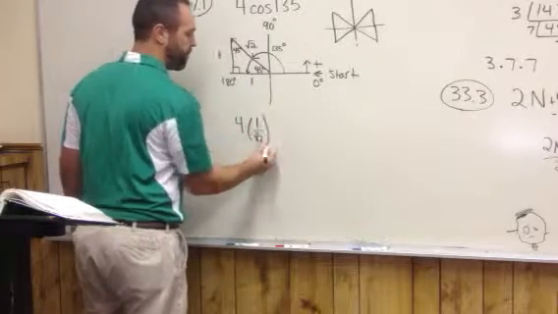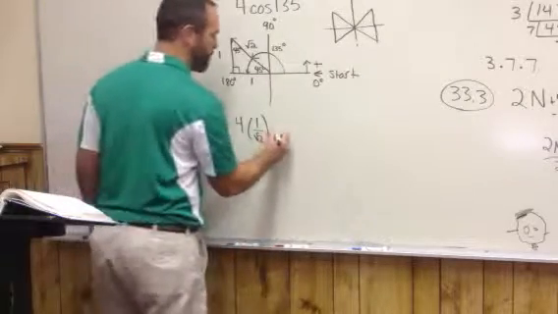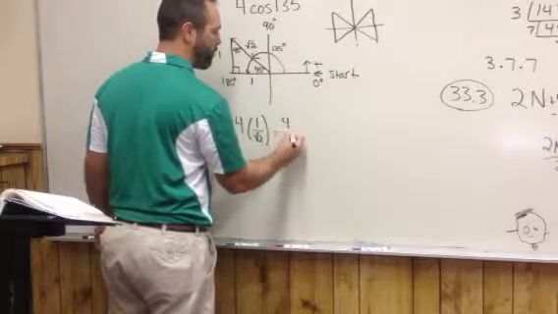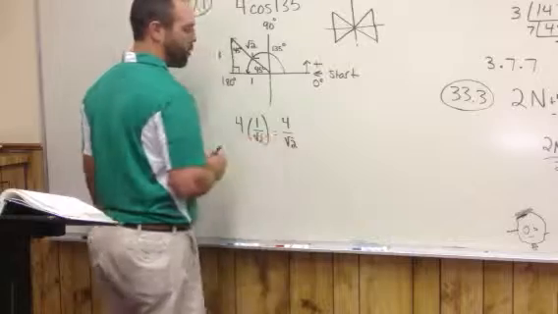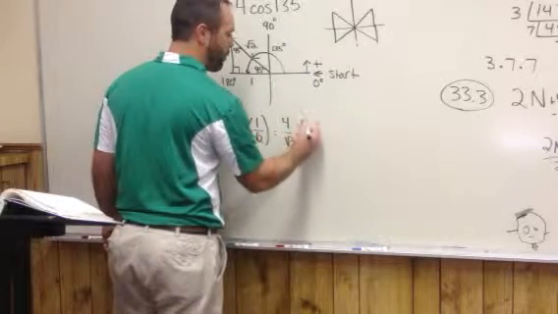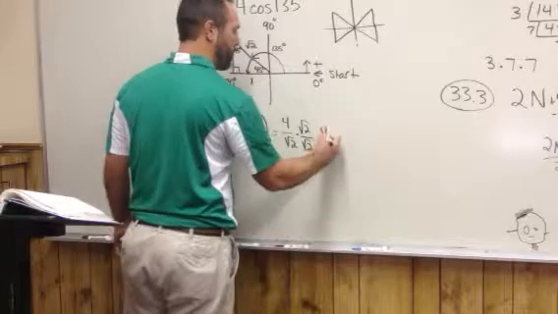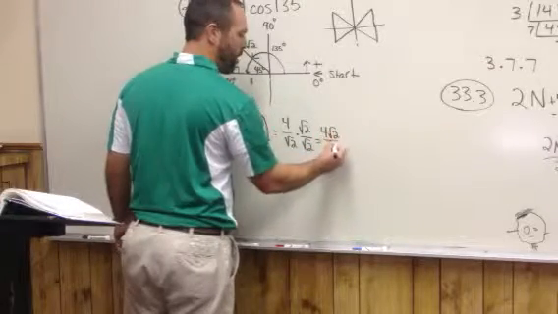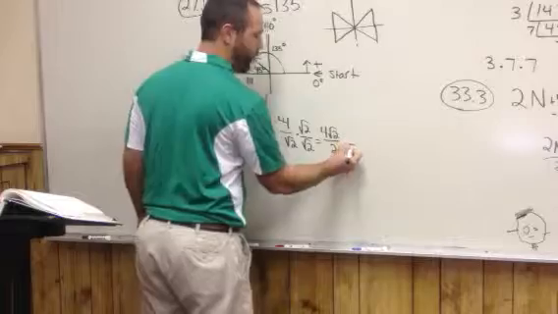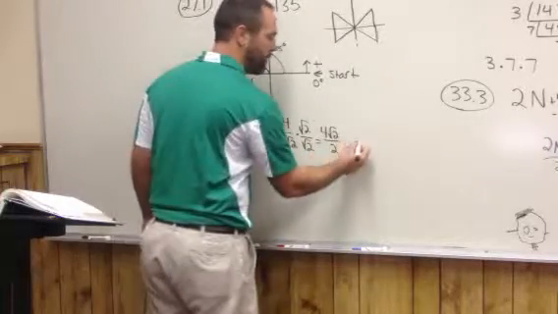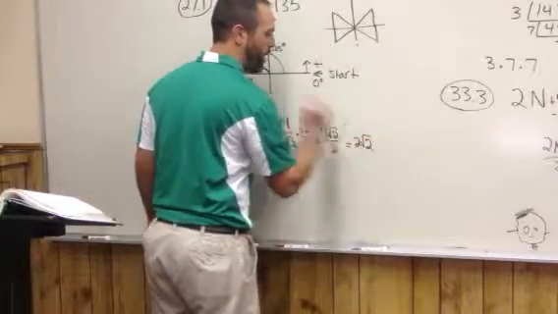So that's going to give me 4 over the square root of 2. Multiply, because we don't want a radical in our denominator, by the square root of 2 over square root of 2. That will give me 4 square root of 2 over 2. So then 4 divided by 2 is 2. Simplify to 2 square root of 2. All right, that's example number 1.